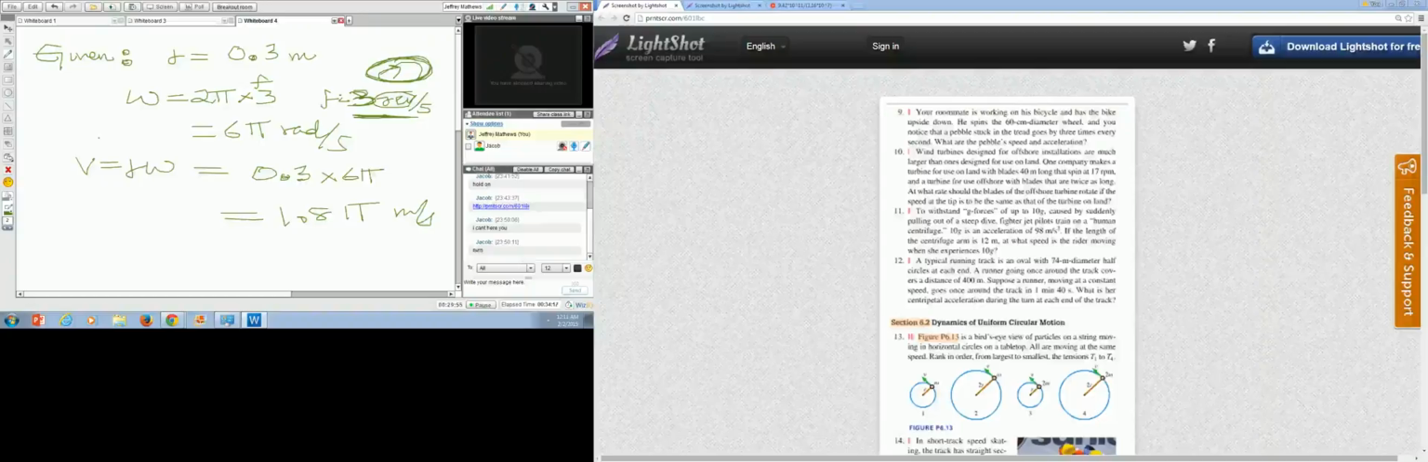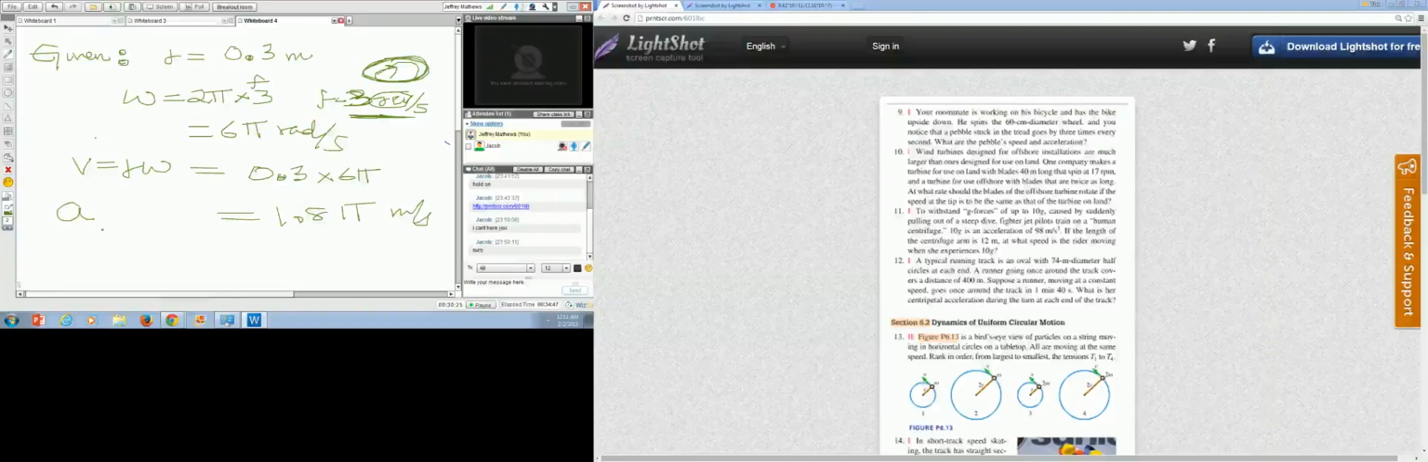Now they're asking us for acceleration. Are they asking us for centripetal acceleration or normal acceleration? If it was centripetal acceleration, it would be V squared over R. I think it's just V squared over R still. So we just do this guy squared, V squared over R. We divide it by the radius.